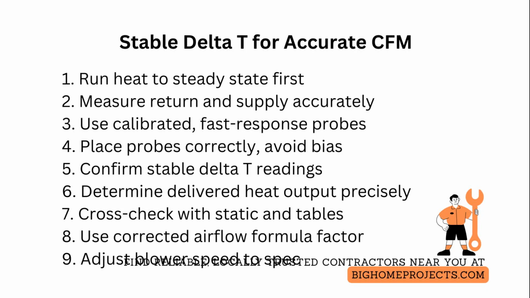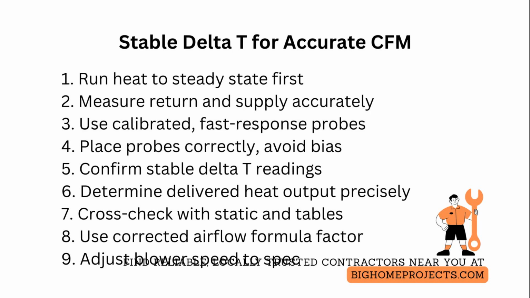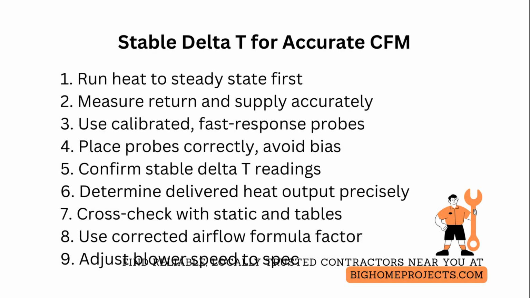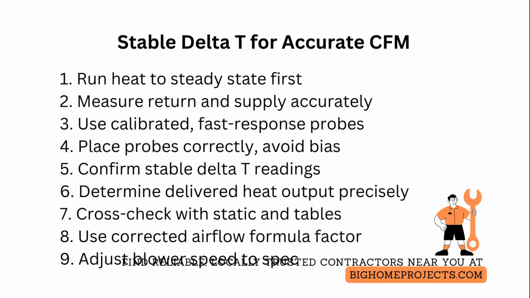Take 3 consecutive readings at 30 to 60 second intervals. The temperature differential is stable when those numbers change by no more than half a degree. Record the furnace input in British thermal units per hour from the rating plate, then calculate delivered heat by multiplying by combustion efficiency if measured. Otherwise, use nameplate steady-state efficiency and note the uncertainty.